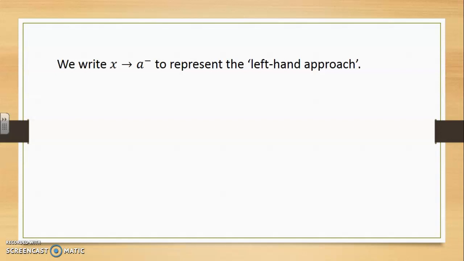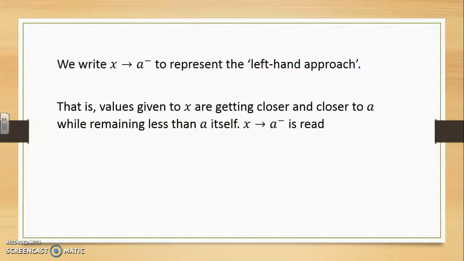We write x heading towards a superscript minus to represent the left-hand approach. That is, values given to x are getting closer and closer to a while remaining less than a itself. X heading towards a minus is read: x approaches a from the left.